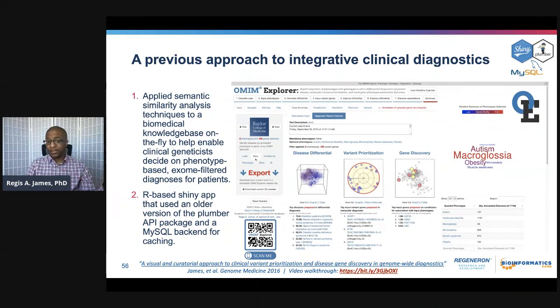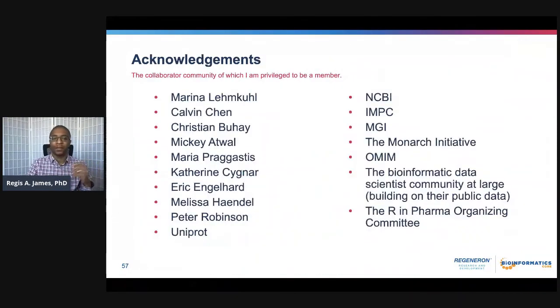And it was an R-based Shiny app that used an older version of the Plumber API package and MySQL instead of Neo4j as the data backend for caching. It's a proof of concept only, but you can build a similar tool in your own environment by following along with the publication in Genome Medicine from 2016.